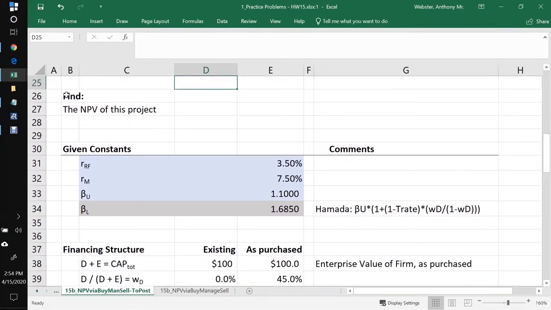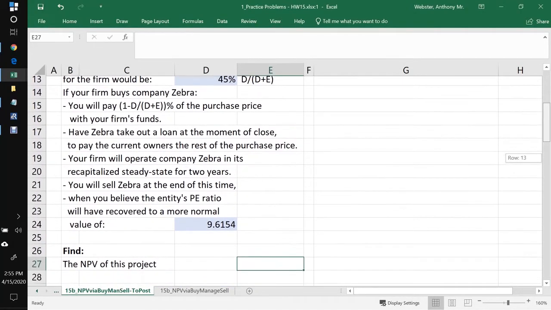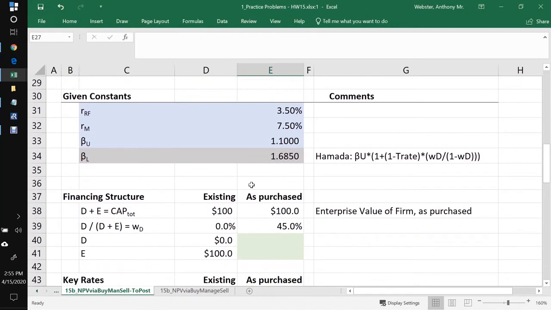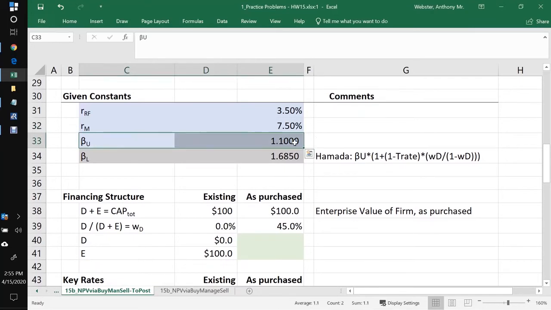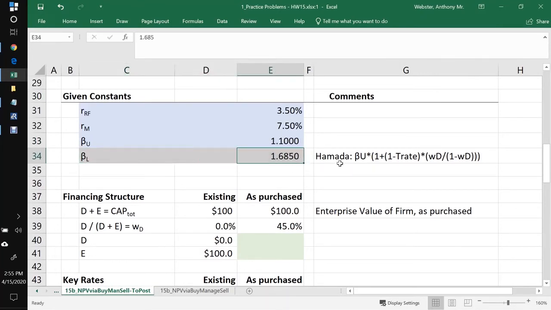Okay, so what do we want to find? The CFO of the private equity firm says to us, find the NPV of this project. Should we go ahead and buy this firm, recapitalize it as envisioned up above, et cetera, et cetera. So happily, the CFO has given us some stuff: the risk-free rate, the market rate of equity, and the beta for Zebra in its unlevered state, 1.1, and beta levered comes from our Hamada's equation, et cetera, but we don't need to worry about that.